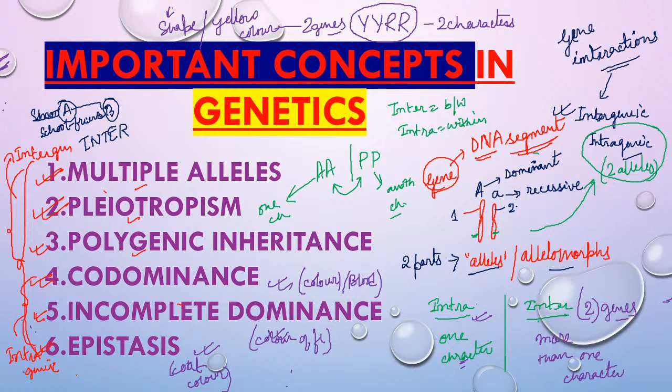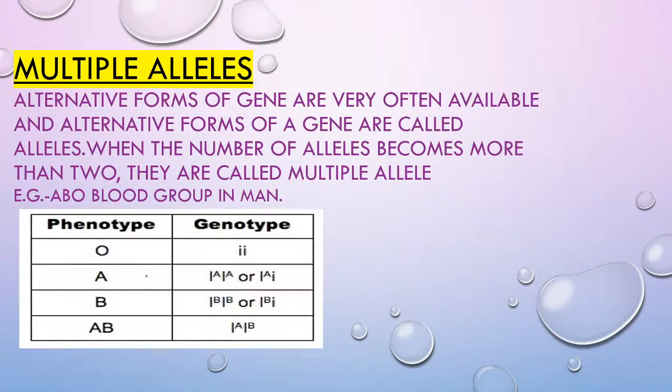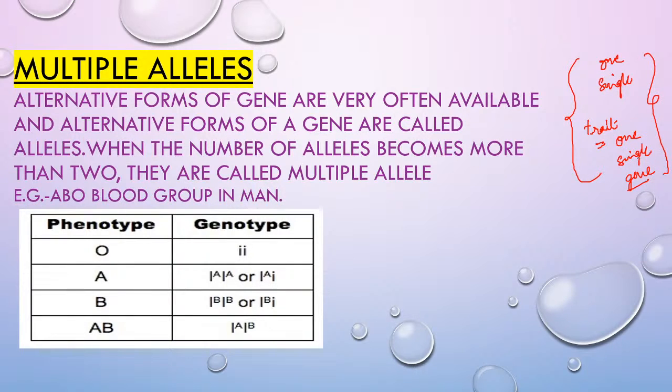Now we will move to the first topic, that is multiple allelism or multiple alleles. Now, what are multiple alleles? We have already studied that one single trait is being controlled by one single gene. What did Mendel say? That one trait is controlled by one gene. That means genes are very specific in coding for one particular thing.